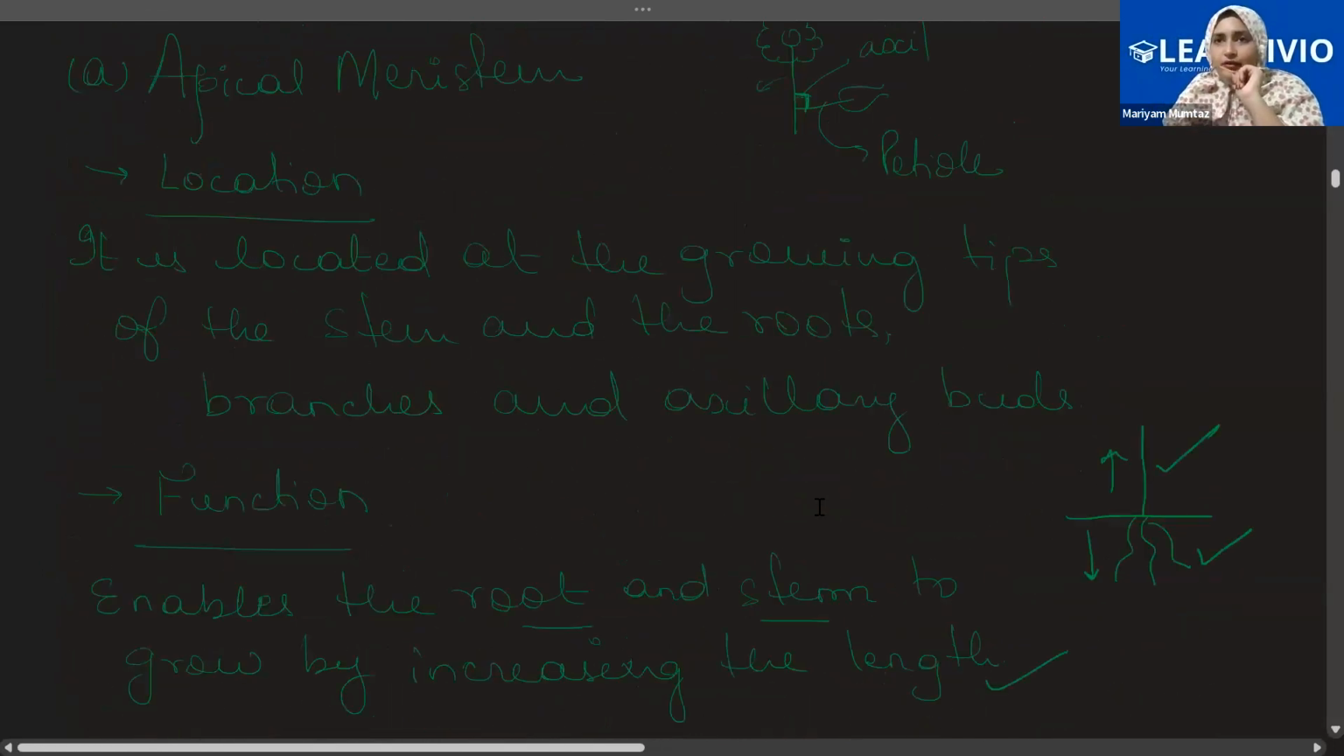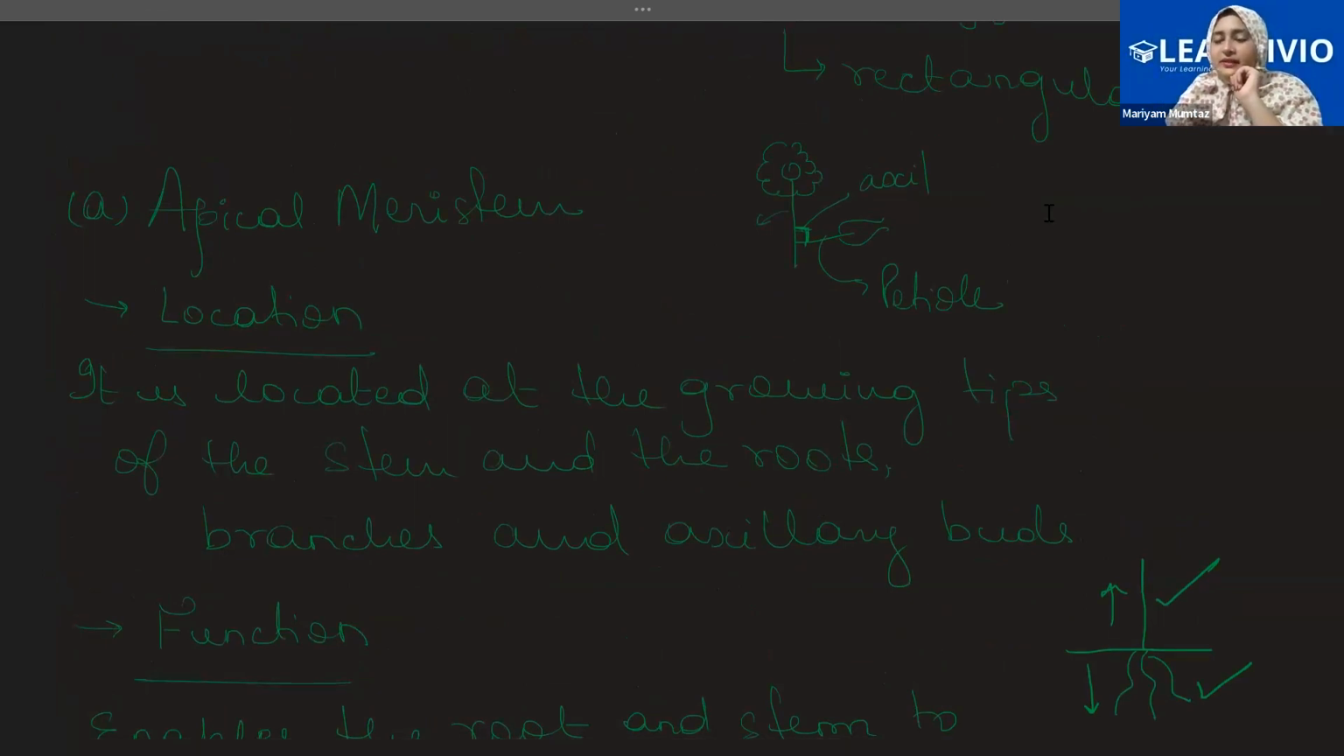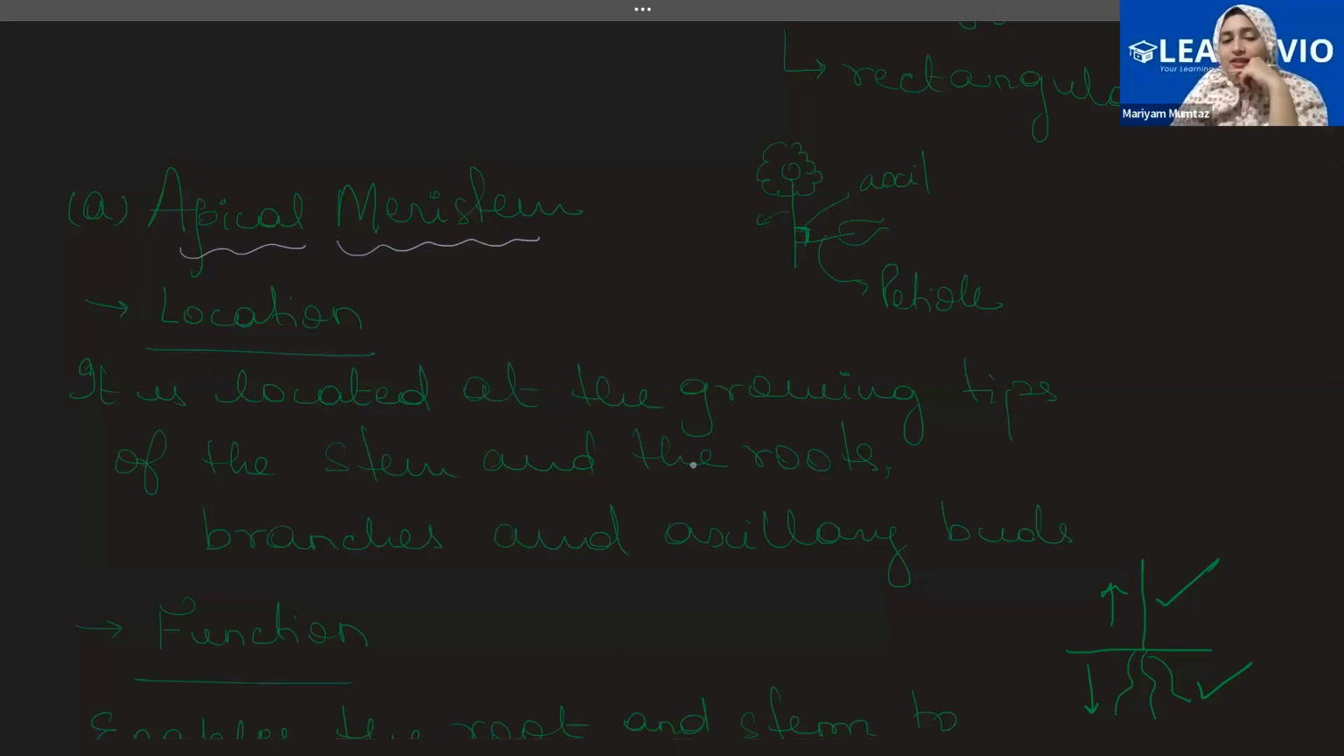Now we'll dive on to the different kinds of meristematic tissues, right? We know that the meristematic tissues are of a variety of kinds. Now the first one is apical meristem. Apical position means the tip position, right? The apex. Now, location of the apical meristem. It is located at the growing tips of the stem and the roots.